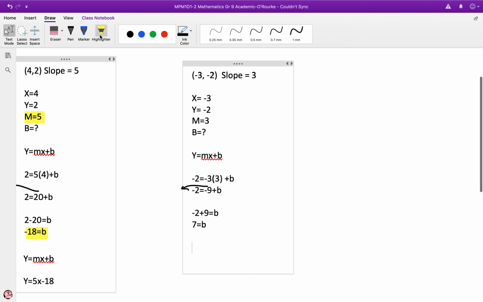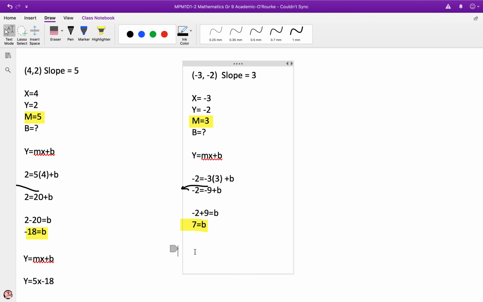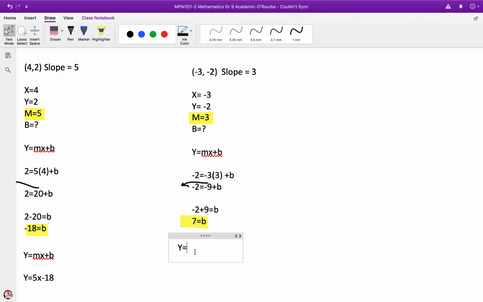So once again, we have our m value here, and we have our b value here. So let's plug it in. y equals 3x plus 7.